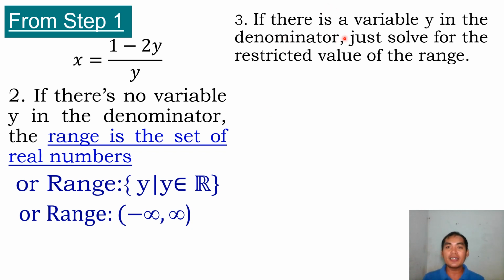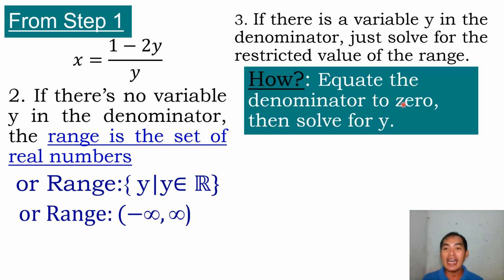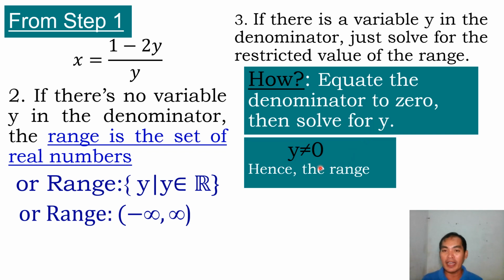But then, if there is a variable y in the denominator, you need to solve for the restricted value of the range. The variable or terms in the denominator, you equate to 0. Then solve for y. So y is not equal to 0. Why is it that I change equal to not equal? So that you automatically know that this is not needed, or this is not included in the range. This is the restricted value of the range.